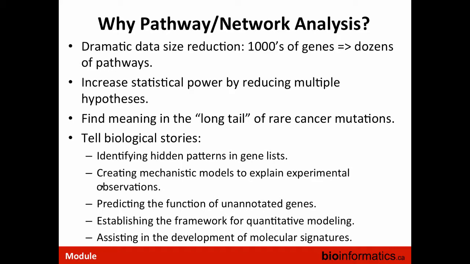And then you can tell a whole host of other biological stories with pathways and networks. We've talked about identifying hidden patterns within gene lists. Pathways are a great way to view what you're doing in the lab. Essentially, they help to create mechanistic models to explain your experimental observations. Quaid, who isn't here yet, will talk a little bit more about how you can actually predict the function of unannotated genes later with GeneMANIA, so I won't necessarily talk about that just now.